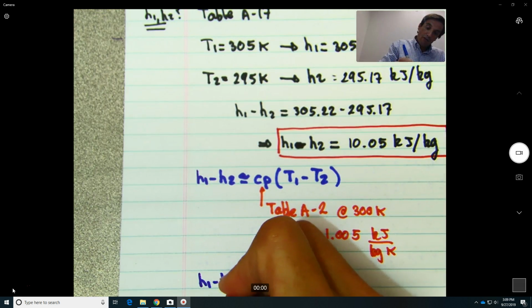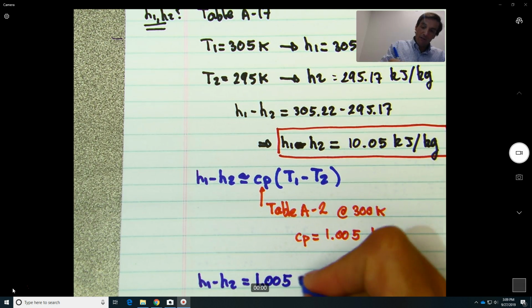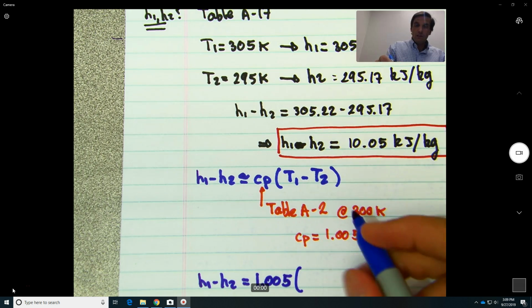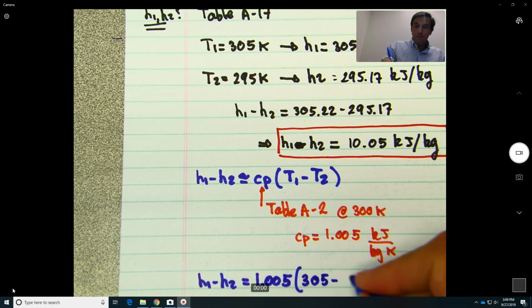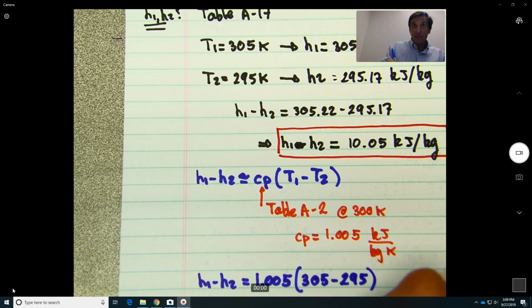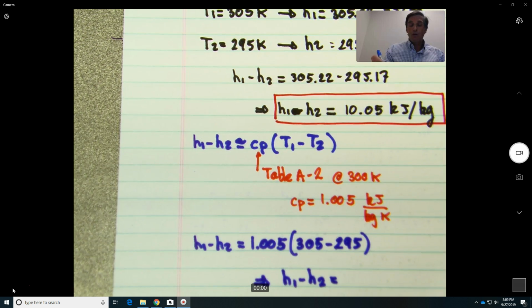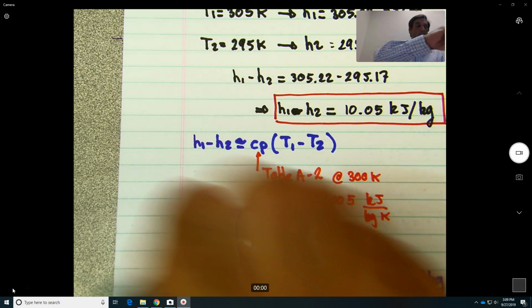So we just substitute, what do we get? H1 minus H2 equal to 1.005 times T1 was equal to 305 minus 295. So in this case, we're getting exactly the same thing, but that's not the case every single time. They will be close, but they will not be really identical. This gives us 10.05 kilojoules per kilogram.